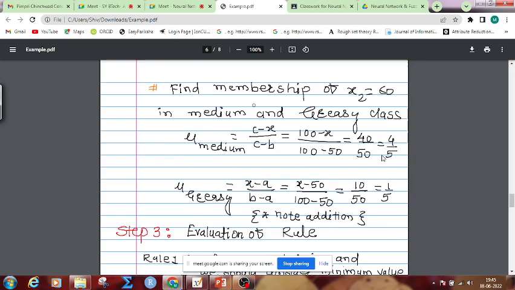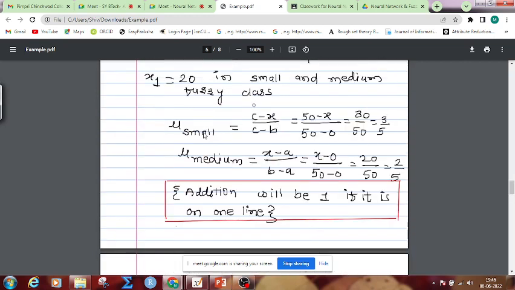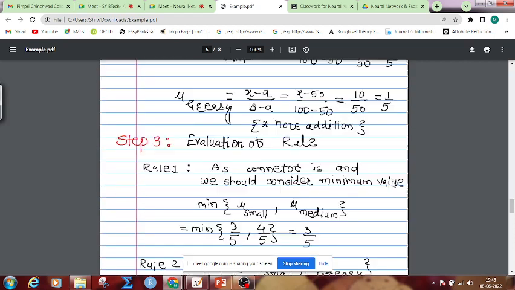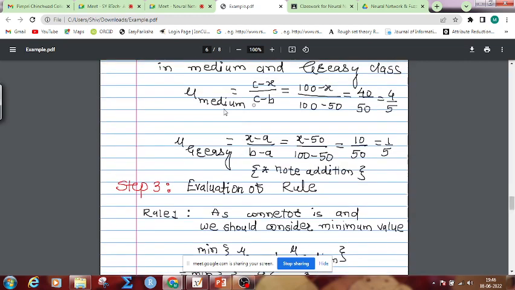I am finding this. What trick have I given here? The addition on one line, small and medium: both the points are on one line. If points are on one line, their addition is always 1. 3 by 5 plus 2 by 5, addition is 1. Similarly, the second point 60 also falls in these classes where they come on one line. 4 by 5 plus 1 by 5, see the addition, it is equal to 1. This is our step number 2, fuzzification.